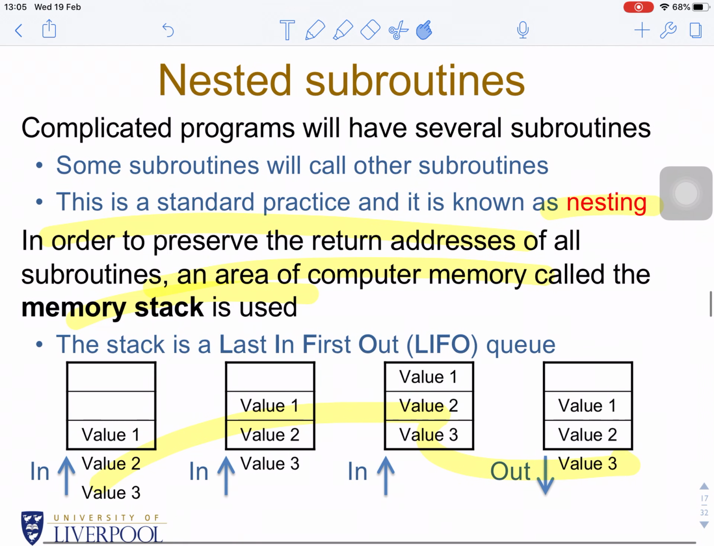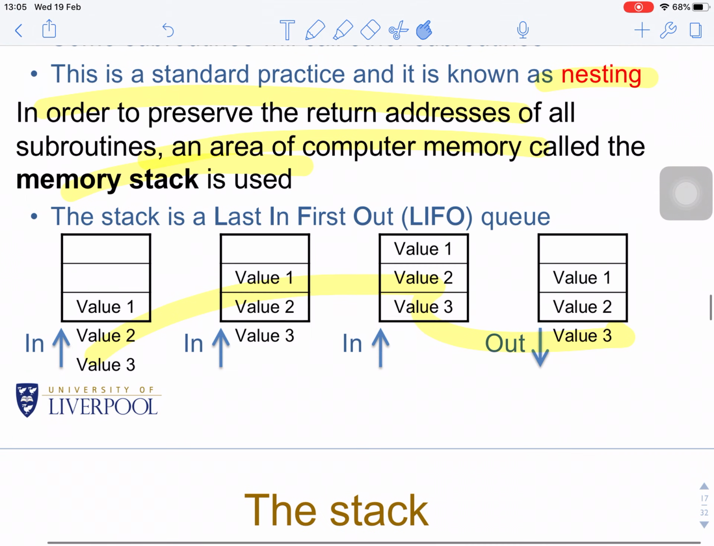A complicated program may have several subroutines, and some subroutines may call other subroutines. This is standard practice and is known as nesting. In order to preserve the return addresses from subroutines, an area of the computer memory called the memory stack is used.